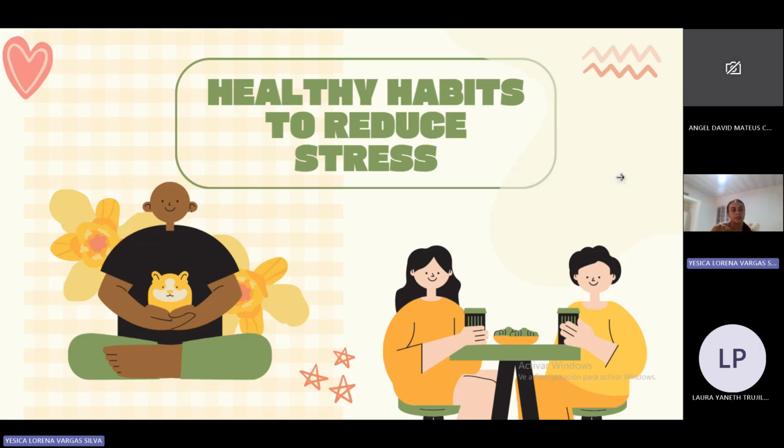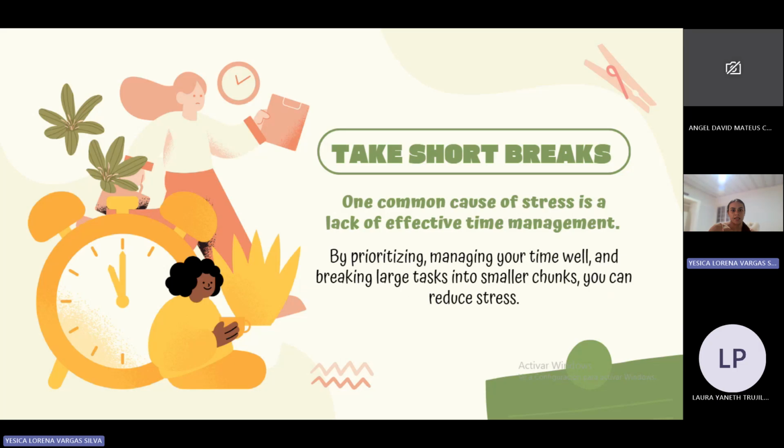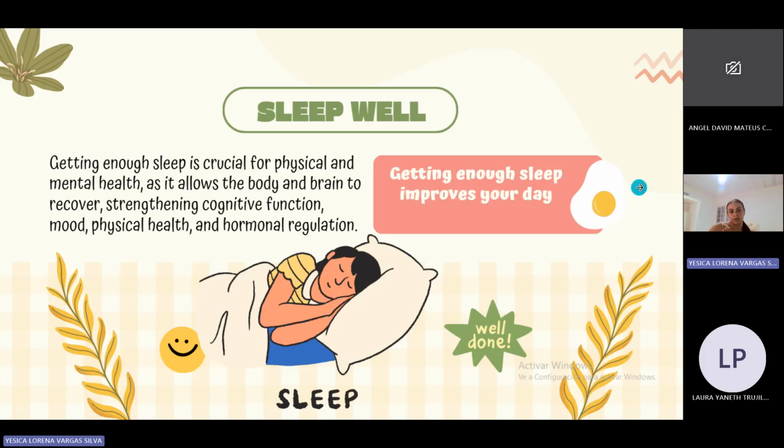Now let's talk about solutions. Here are some healthy habits that can reduce stress in a simple and effective way. The first habit is take short breaks. A few minutes of rest can help the brain reset and improve concentration. Sleep well. Good sleep is essential for memory, focus, and emotional balance.